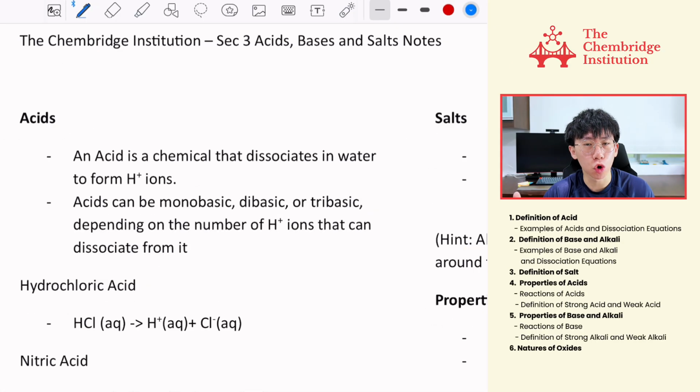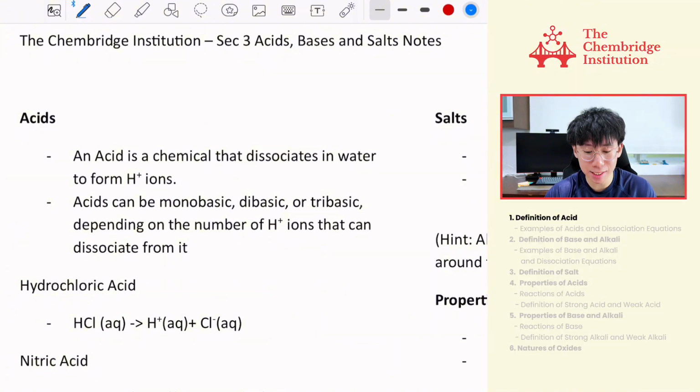So we first need to know the definition of an acid. An acid is a chemical substance that dissociates in water to form H+ ions. Take note of this key term, H+ ions, because this is what gives the acid its chemical properties. It is usually the H+ ions that dissociate out and do further reactions as well, and we'll be mentioning this later on.